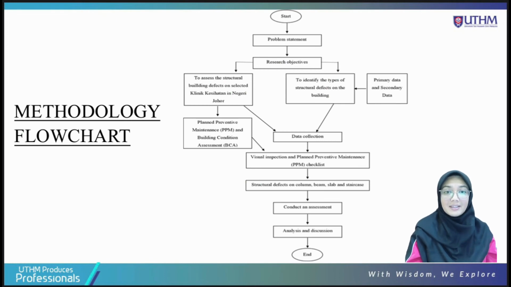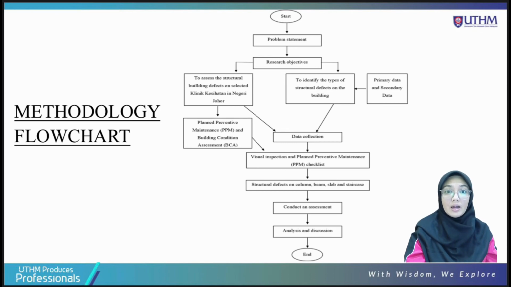So, for the methodology, which is the methodology flowchart, in this study I chose qualitative research because my study involves some observation. Qualitative observation is the process of collecting data or information through the subjective method. First, in the flowchart is start, and then the problem statement, which is building defect.